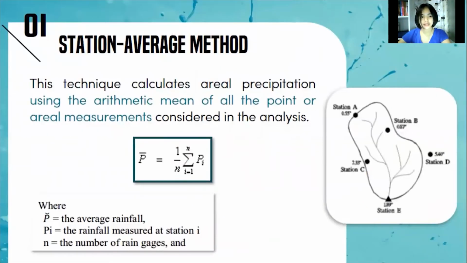So the first is the station average method. This technique calculates areal precipitation using the arithmetic mean of all the points of the areal measurements. So as the definition suggests, the formula of the station average method is flashed on the screen.